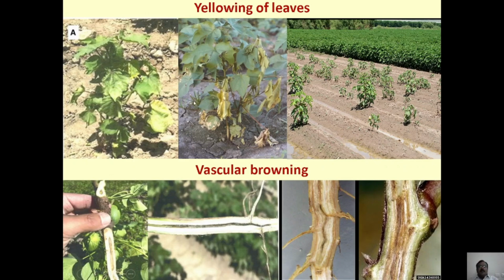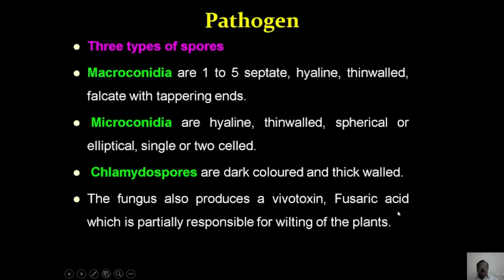There is yellowing of leaves, and this is the affected field showing patches of emptiness due to wilting of the plants. When you take a longitudinal section, it shows internal discoloration, vascular browning or blackening, due to infection by Fusarium.